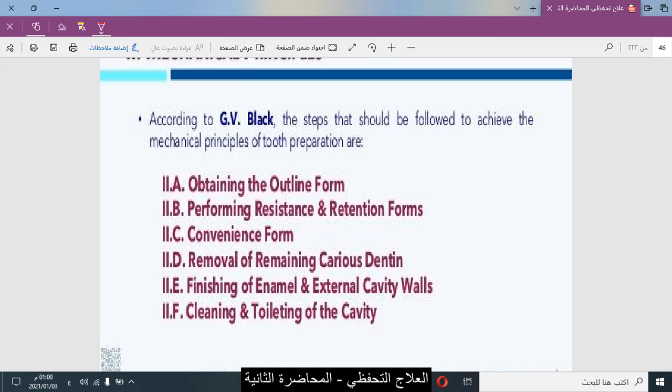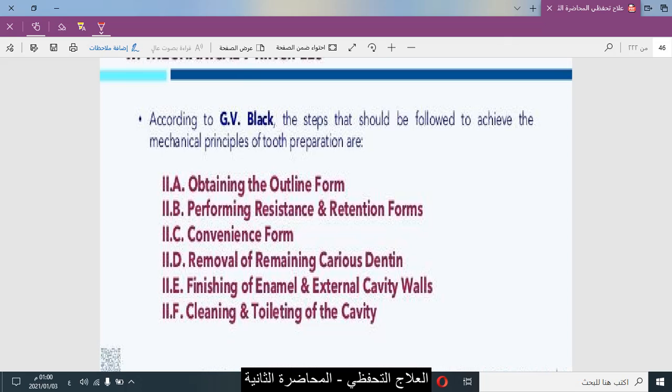So we obtain the outline form with the central pit. We introduce burs of 1 millimeter diameter, ending 0.2 millimeter into the amelodentinal junction, in a parallel direction. The cutting is perpendicular to the pulpal floor, parallel to the long axis of the tooth. Then we take the fissure bur to go through the pits to the fissures, so buccal fissure, lingual fissure, mesial fissure, to where the caries is extended.